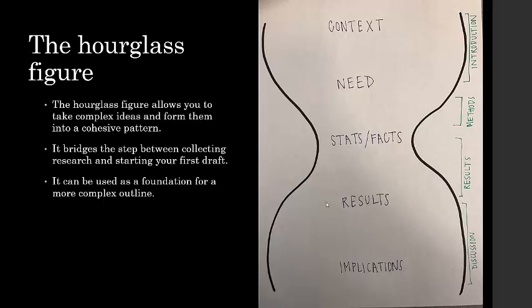So the hourglass figure allows you to take the complex material that you're reading in your literature and create basically an outline for your paper. It puts it in this cohesive pattern that you wouldn't necessarily always be able to figure out on your own, especially when looking at lots of different scientific literature. It helps you collect your research, put it all in a cohesive form, and then you can start your first draft. So what we're going to do right now is go through one.